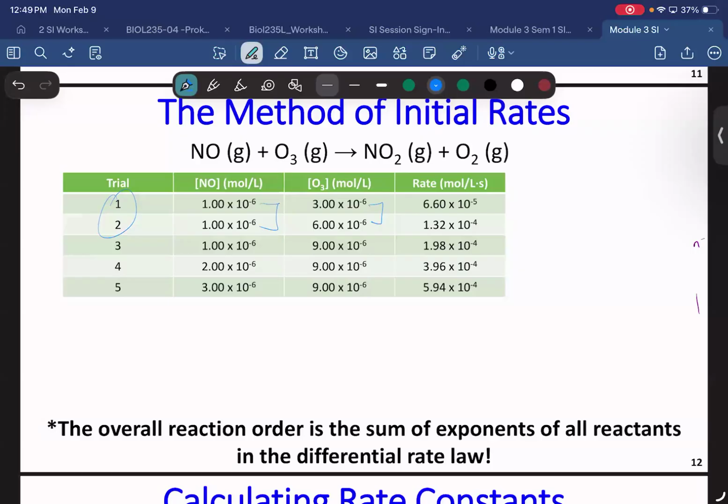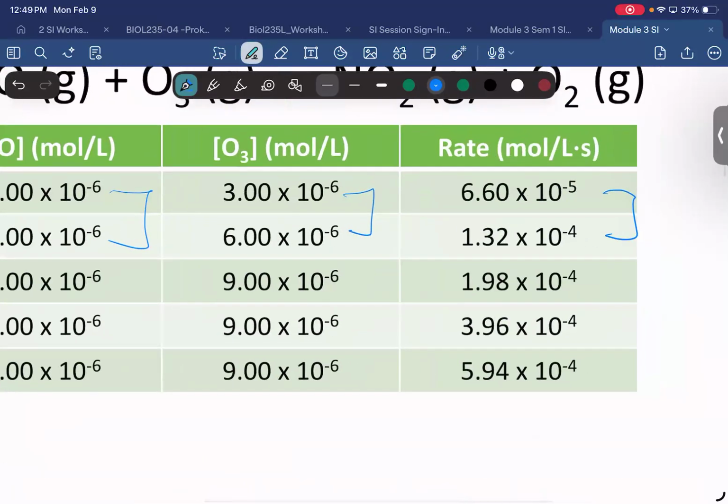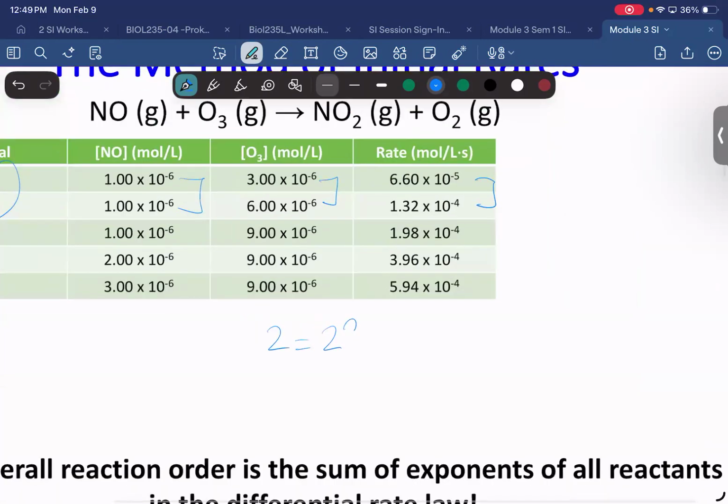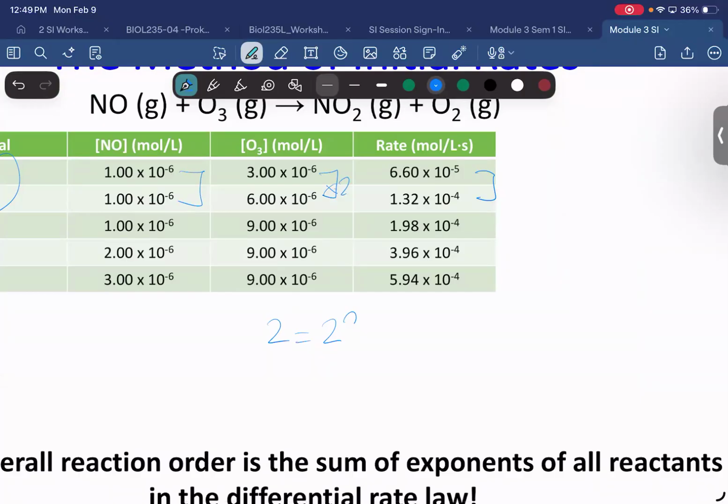And likewise, it may not look apparent, but the rate is also doubled. 6.6, if you add that up, is going to be around 1.32. By being familiar with exponents, we see that this is just double this. So without doing any math really, we could say that 2 equals 2 to the power of some value, because as this doubles, this also doubles.